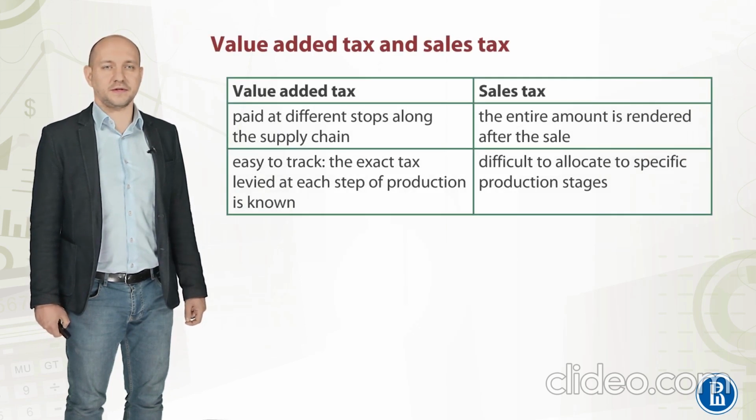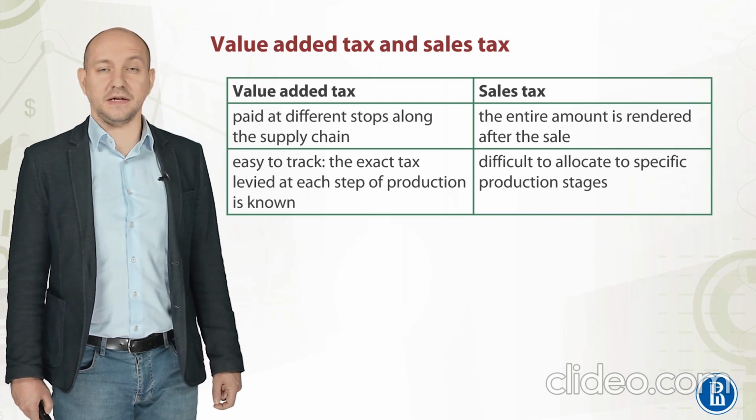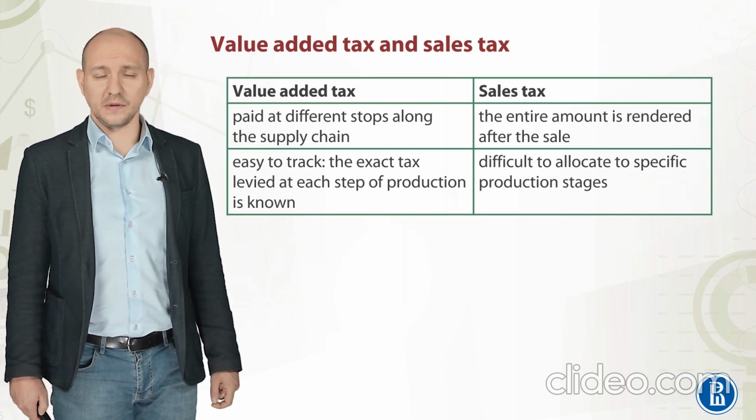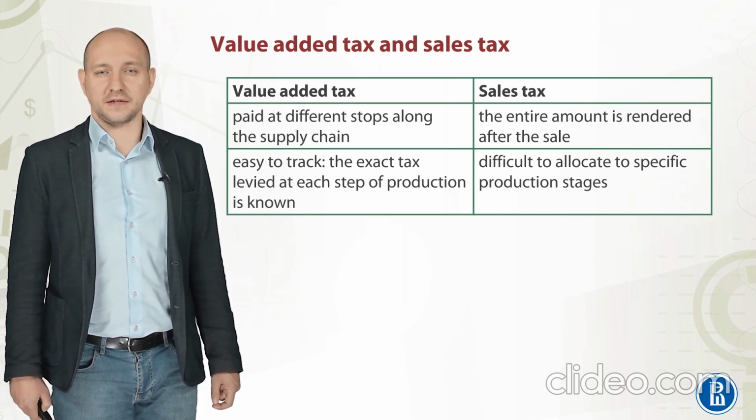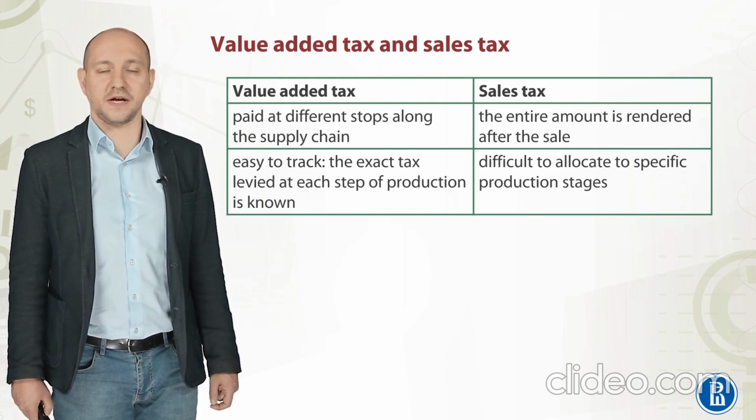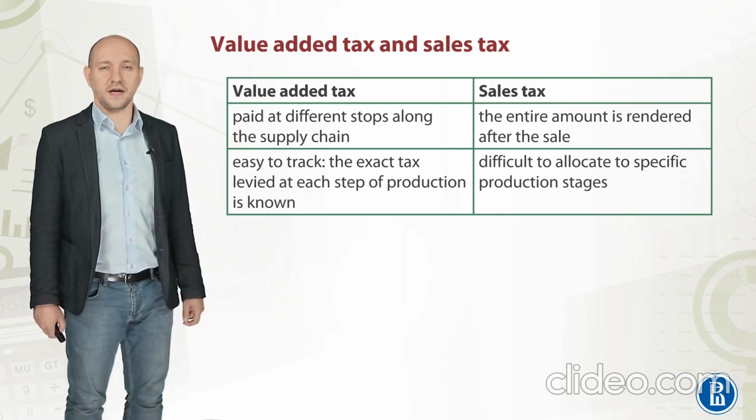If we compare, for instance, value-added tax system and sales tax, we can see the following main differences here. Value-added tax is paid at different stops along the supply chain, whereas for the sales tax, the entire amount is rendered after the sale. In the case of value-added tax, it's easy to track the tax itself. The exact tax levied at each step of production is known. In case of sales tax, it's really difficult to allocate this tax to specific production stages, because it's paid only at the end of the chain.